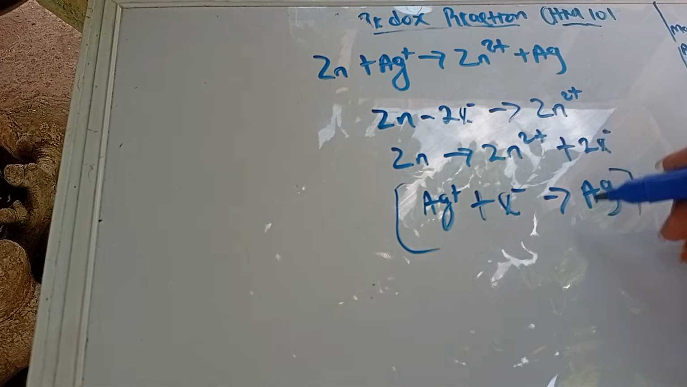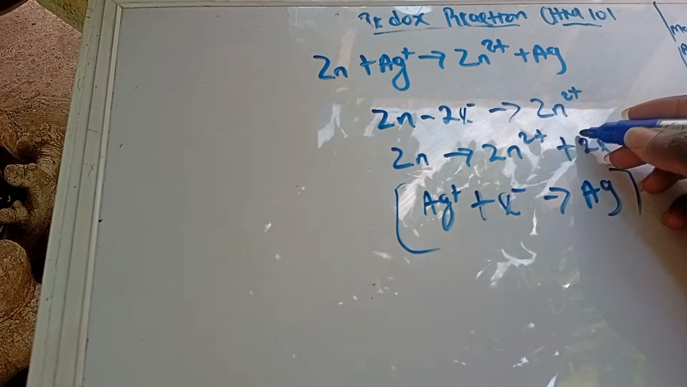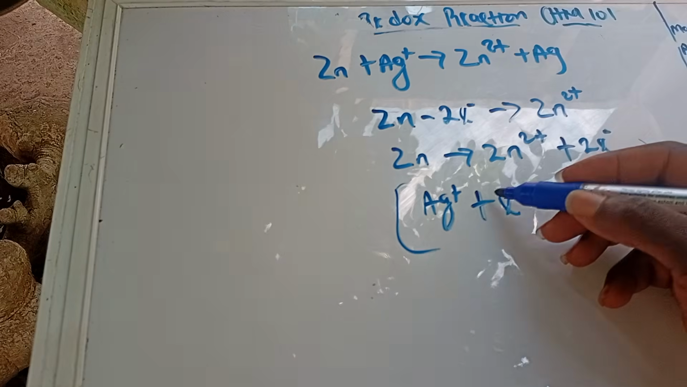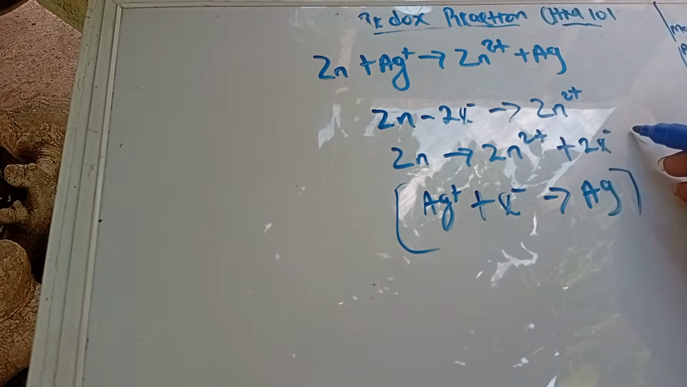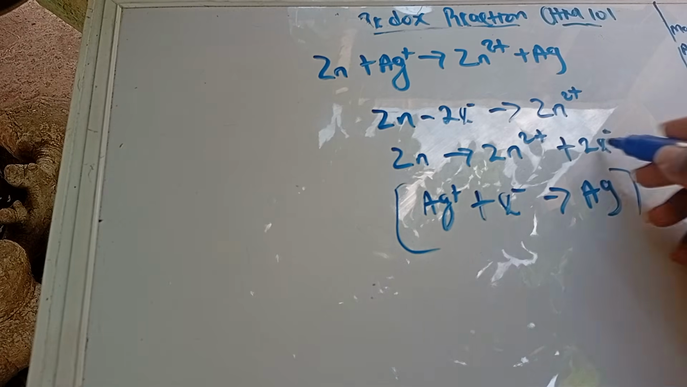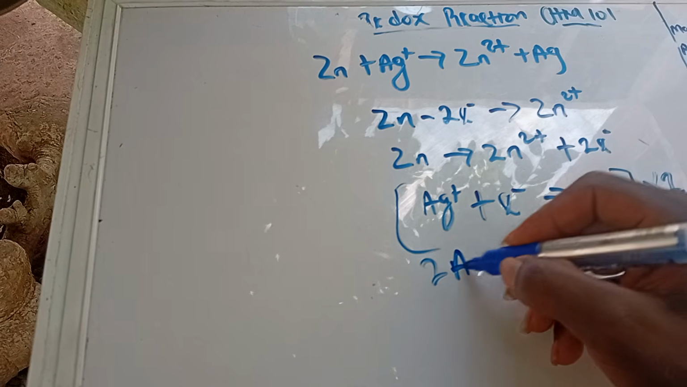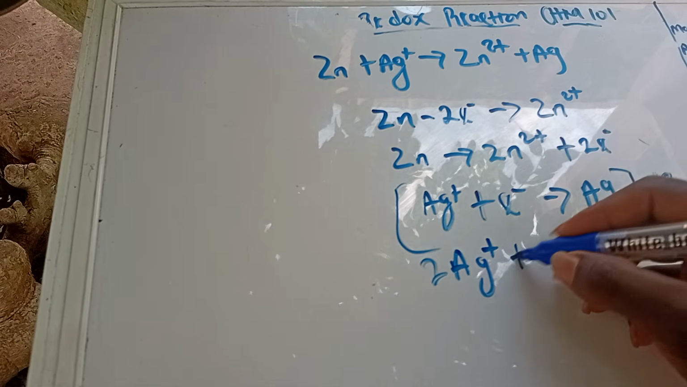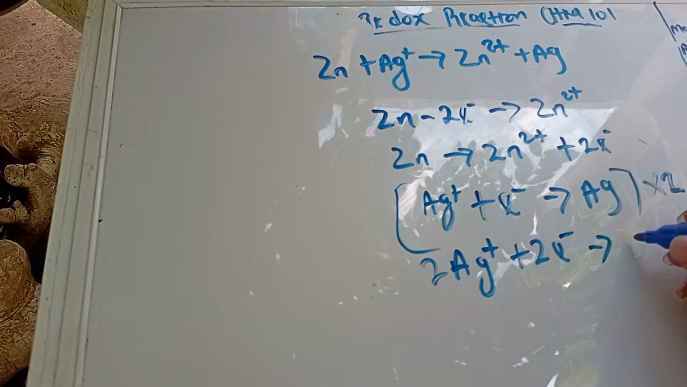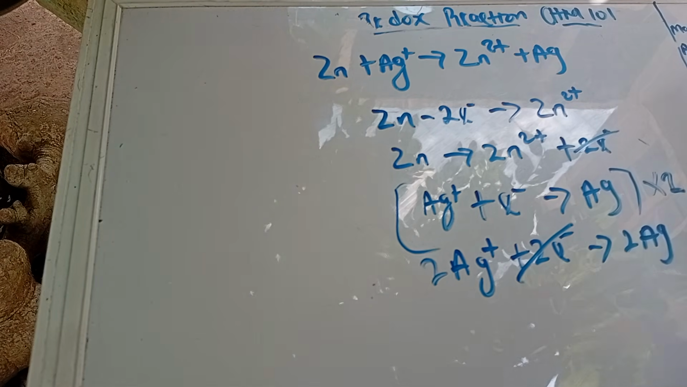So how can we balance these two half reactions? It is by multiplying equation 1 by 1. You use the coefficient of the electron. The coefficient of the electron here is 2, here it is 1. So use the coefficient of electron here to multiply the first equation and use the coefficient of electron here to multiply the second equation. If we multiply this by 1, we still get the same thing. Now this times 2, we get 2Ag+ plus 2e- to give us 2Ag.